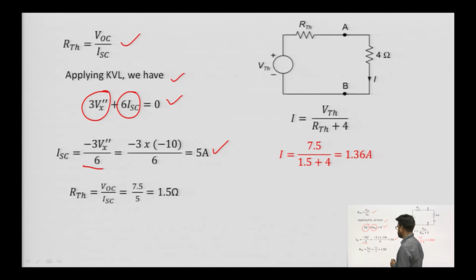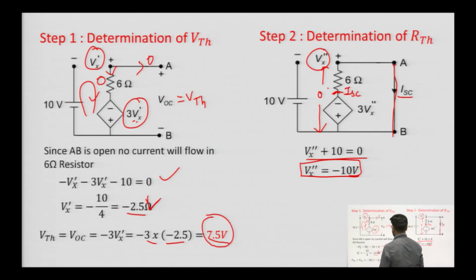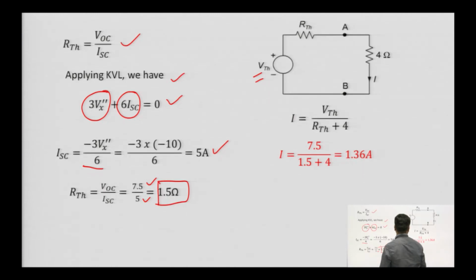Now, Thevenin resistance will be equal to VOC, open circuit voltage 7.5, divided by ISC, short circuit current, and we got the value of RTH as 1.5 ohm. Now, we have the Thevenin equivalent circuit: VTH, which we have calculated here as 7.5 volt, and RTH we have calculated as 1.5 ohm.